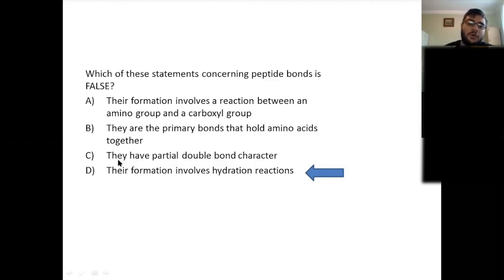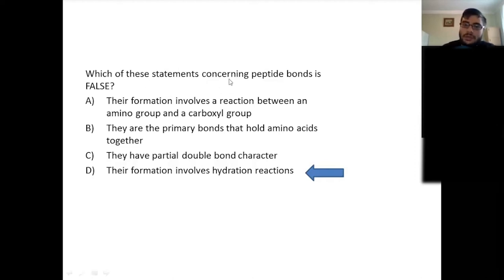So C, they have partial double bond character. I actually didn't cover this because this is kind of an organic chemistry topic with resonance structures. This is not something we'll be learning today, but I will go over it in a second. But even without knowing that, you could know that D is the correct answer because, as I mentioned, forming a peptide bond is called a dehydration reaction because water actually comes out, an OH from the carboxyl end and an H from the amino end come out, and they form water. Since you're losing water, that's a dehydration reaction, not a hydration reaction.